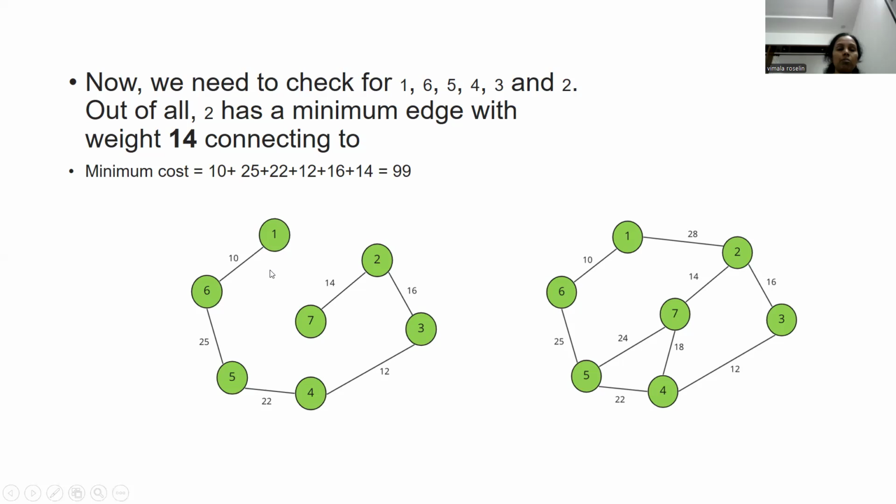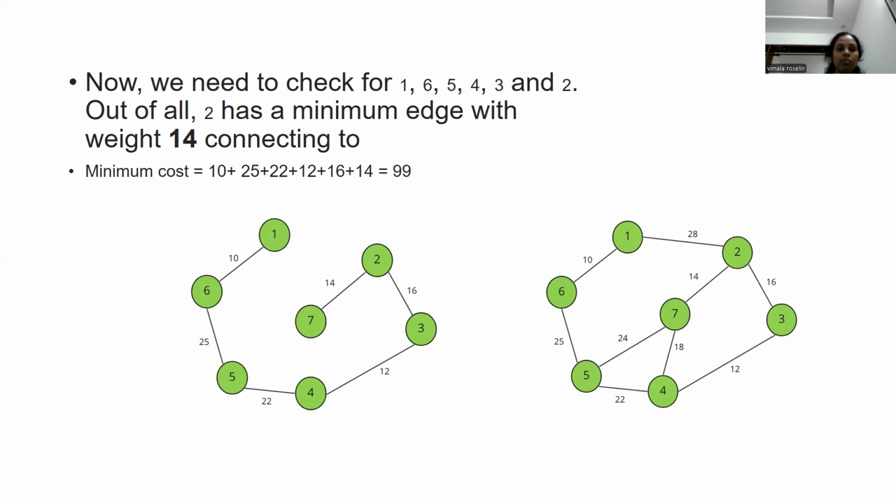How do we find the minimum cost? All the edges we have to add. The weight value is given for each and every edge, so we add all of them, and finally we get the total minimum cost for the spanning tree. So it is 10 plus 25 plus 22 plus 12 plus 16 plus 17, so the total is equal to 99. This is the minimum cost for this particular graph.